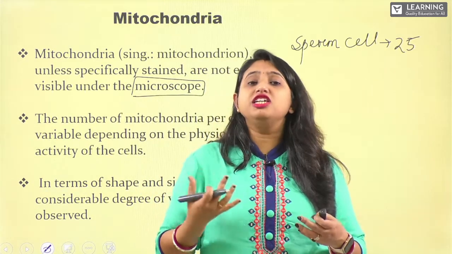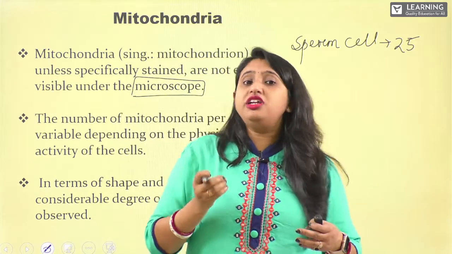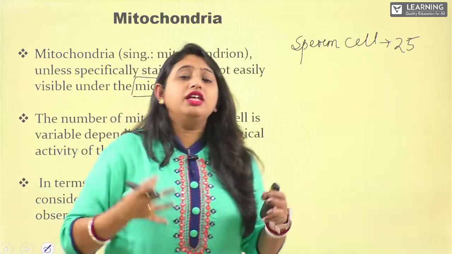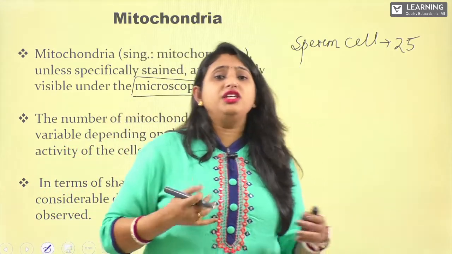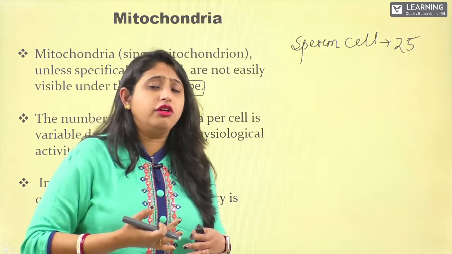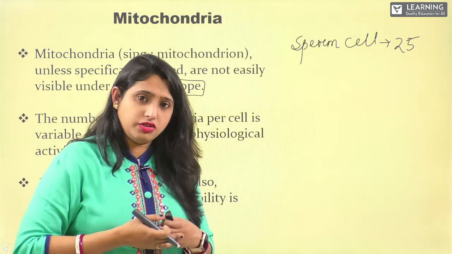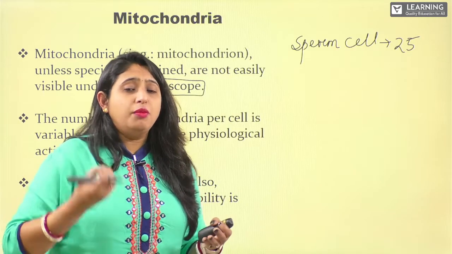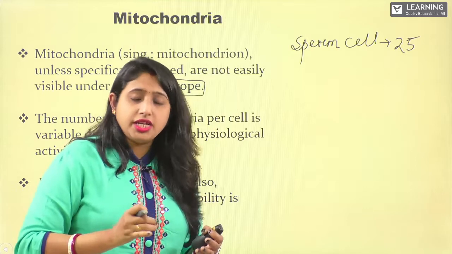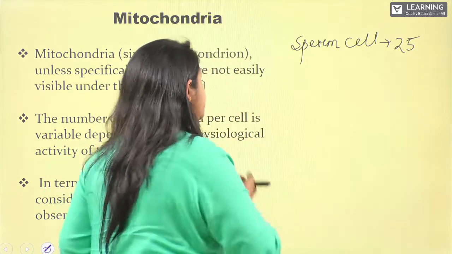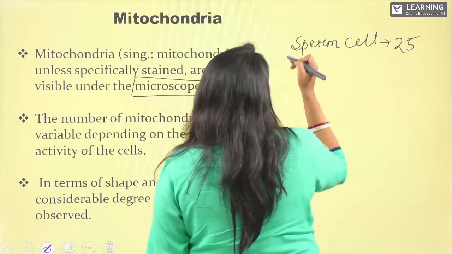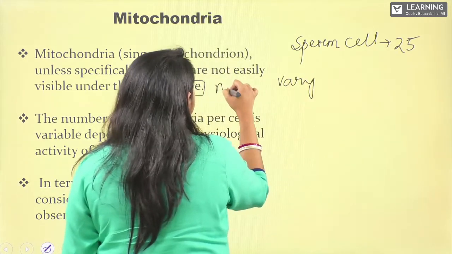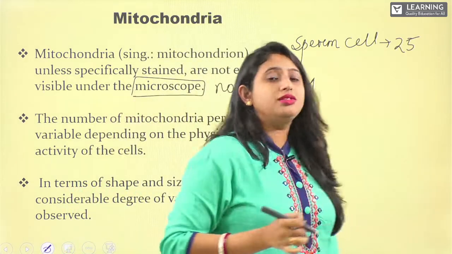Okay, how much the cell is metabolically active, so the number varies. If the cell is working more and it needs more energy, then the number will also be more. For example, in liver cells, the number of mitochondria will be 500 to 1000. So it varies from one cell to another, depending upon the metabolic activity of the cell.